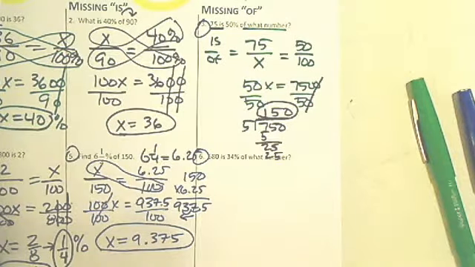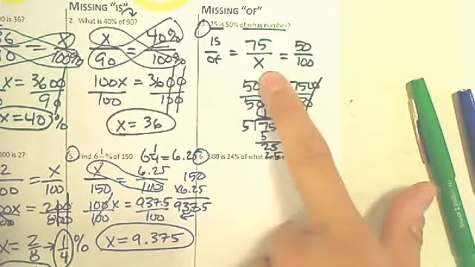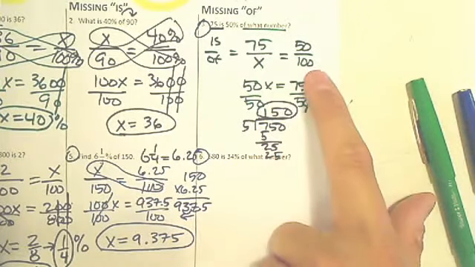Think about it. Half of 150 is 75. I got 75, that was my answer. Well, half of 150 is 75. That's why the number on the bottom here is larger, because it's asking for 100% of the total number.